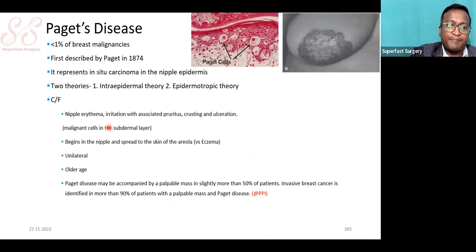The clinical features are nipple erythema, irritation with associated pruritus, crusting and ulceration. It can spread to the skin of the areola. In eczema, it goes from areola to nipple, but here it will be from nipple to areola. It is unilateral, while eczema is bilateral, and Paget's is in old age. Yes, this was the question. Paget's disease can be accompanied by a palpable mass in more than 50%, while it is associated with invasive cancer in 90%. Remember: palpable mass in 50% and invasive cancer in 90%.